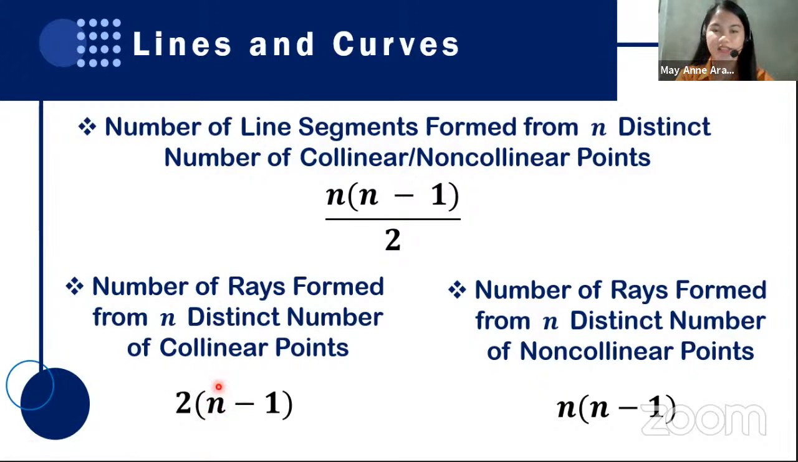You can write this down on your index card. And for the number of rays formed from n distinct non-collinear points, see the difference. For collinear, meaning they lie on the same line, this is the formula: 2 times the quantity of n minus 1. Well, if the points are non-collinear, you have to use this: n times the quantity of n minus 1. So you can directly solve for the number of rays and the number of line segments.